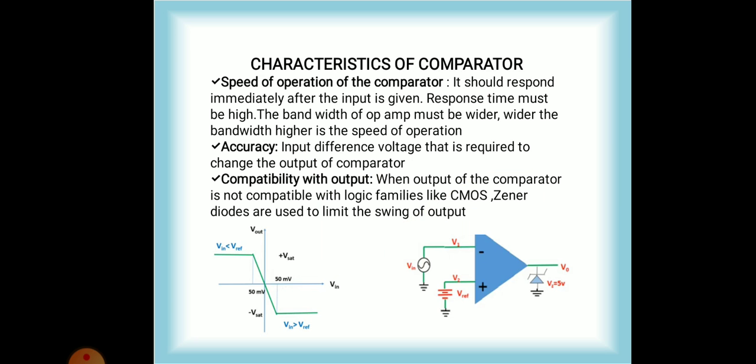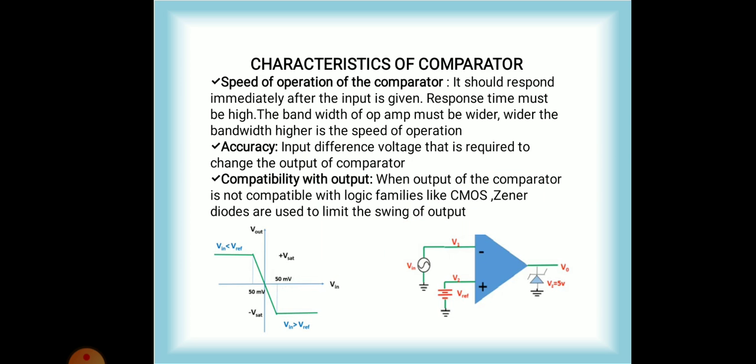Accuracy. The input difference voltage is required to change the output of the comparator. See the diagram below. 50 millivolts is the input difference voltage. 50 millivolts is required to change the output of the comparator. If it is less than 50 millivolts, comparator will not change state.